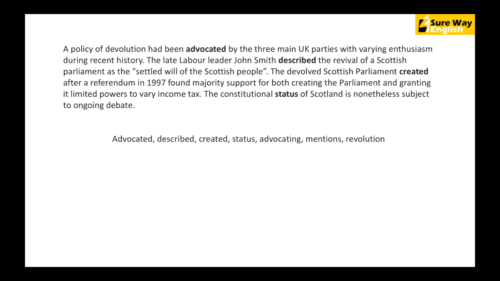The last one, the constitutional blank of Scotland is nonetheless subject to ongoing debate. So what can it be? What can be constitutional, and what can also be of Scotland? I just said that the word there is status, because it's a constitutional status, right? And then the status is of a place. So the status belongs to Scotland. So the word for the final blank is status.